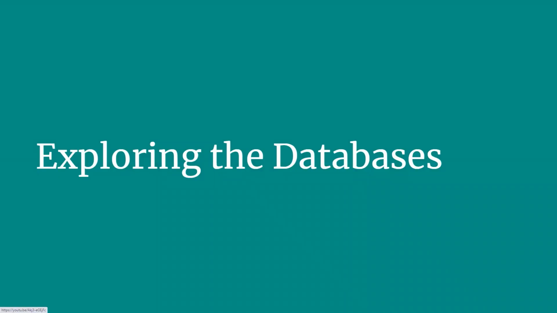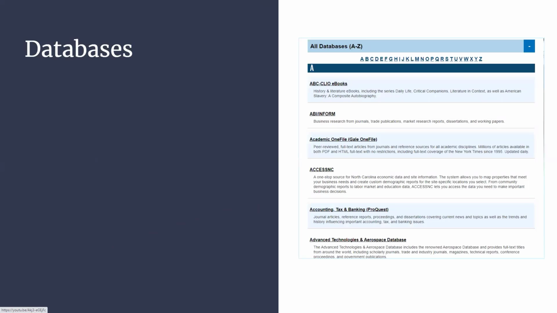So now, exploring the databases. Databases are really very useful because they give you access to a variety of information in a very organized and subject-specific way. So has anybody ever tried to search for academic material in particular on Google? Maybe you use Google Scholar, or you might have used some other kind of online search tool.